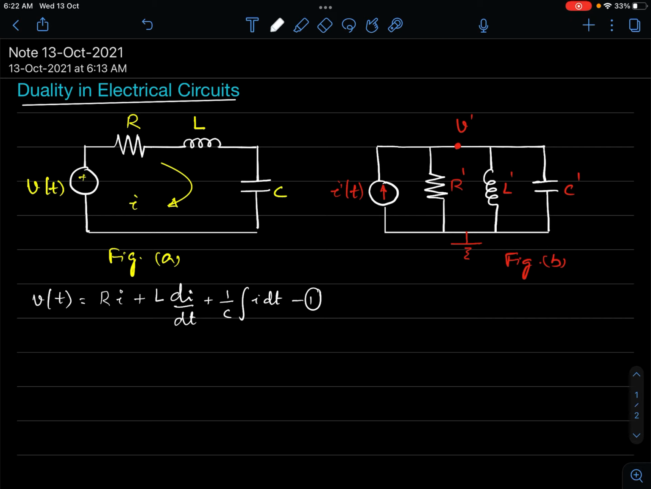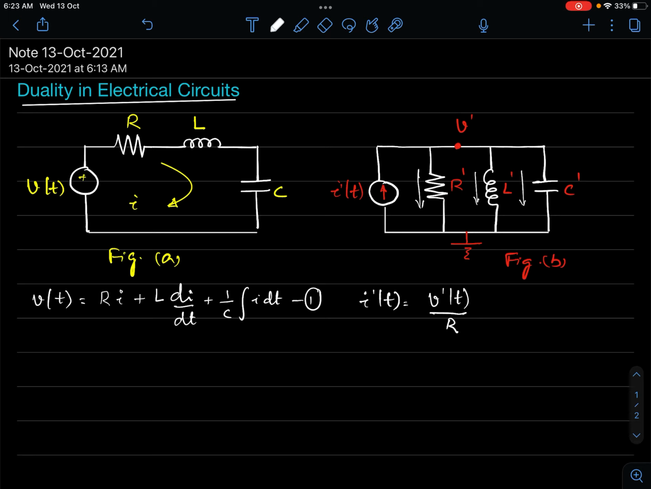For figure B, I will similarly write an equation. How do I write it? The principle is KCL for this network. The current that enters the node, that is I dash of t, is equal to the sum of the currents that flow in the various branches: the current flowing here plus the current here plus the current here, through all these branches. That is equal to V dash of t divided by R.